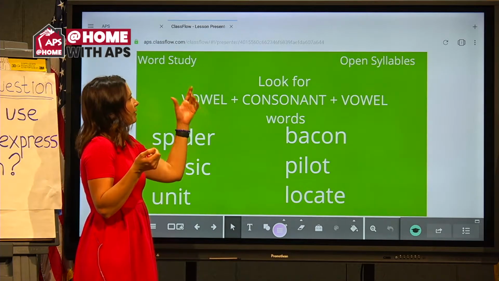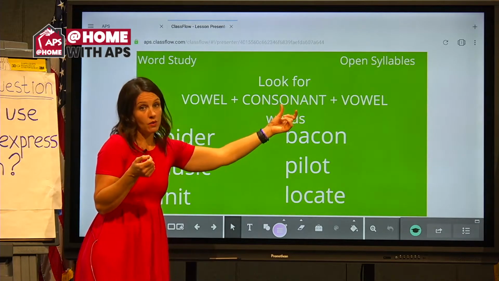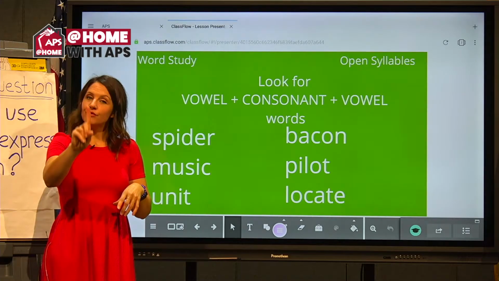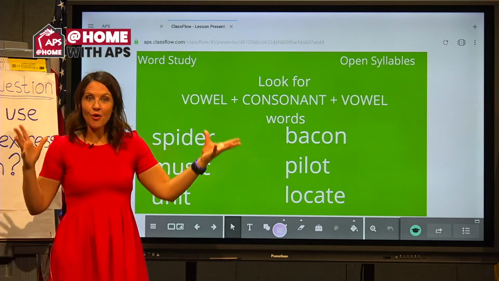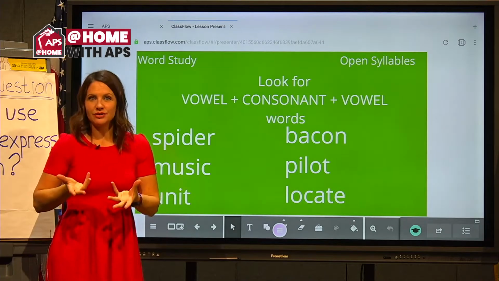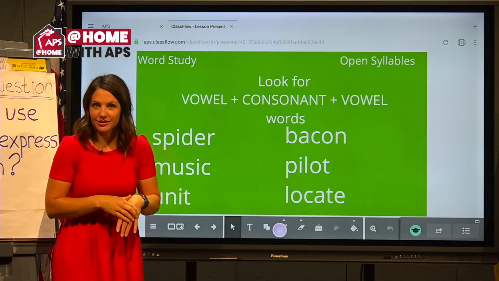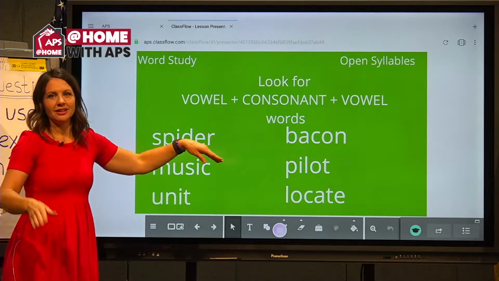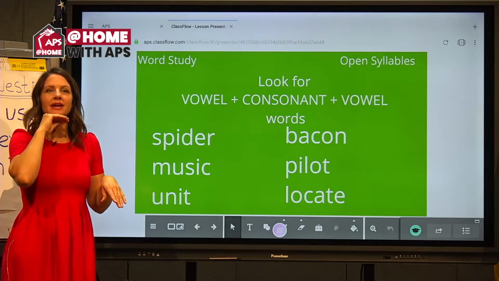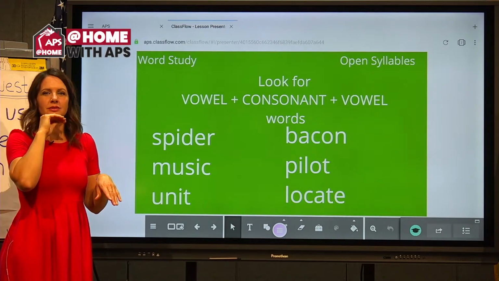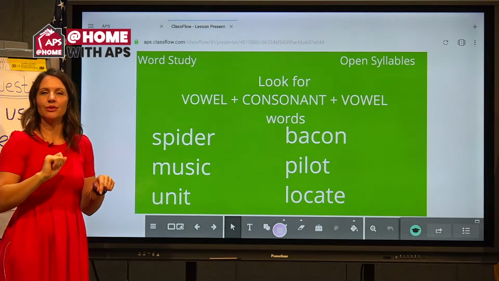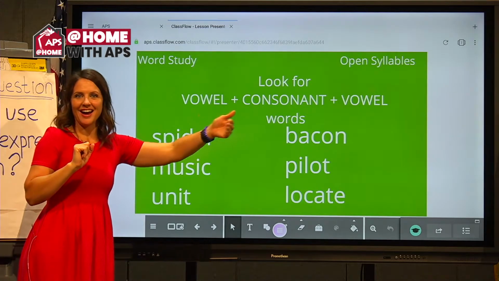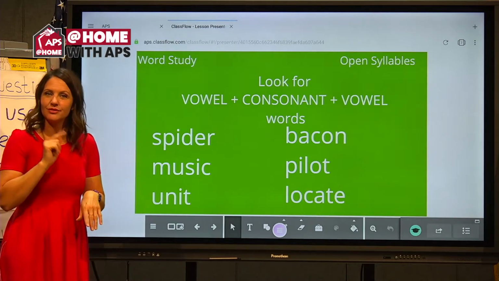Look for vowel, consonant, vowel words. That's how you know that the first syllable will be open. There is a long vowel sound at the beginning of these words. Let's find it. Spider. Put your hand below your chin and say spider. What is the long vowel sound you hear in the first syllable? Sp. I. Yep, it has that long vowel sound.